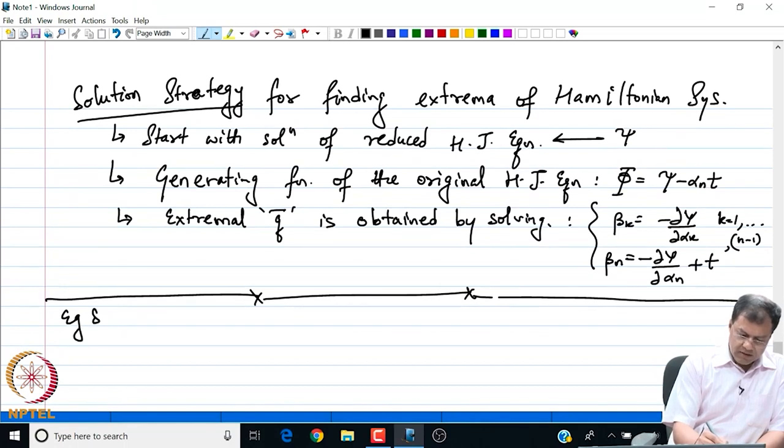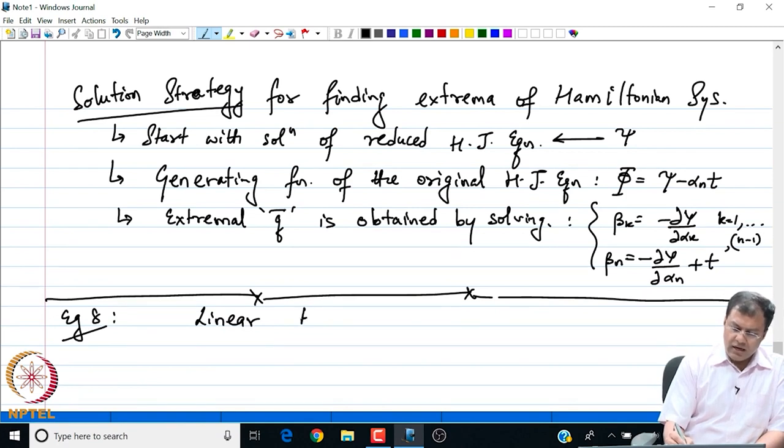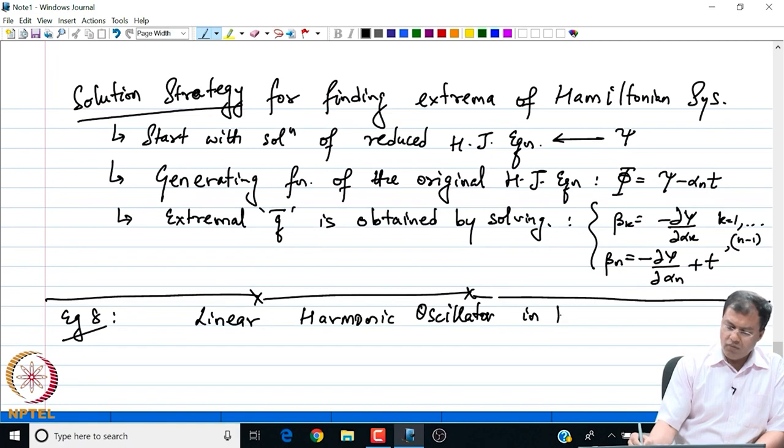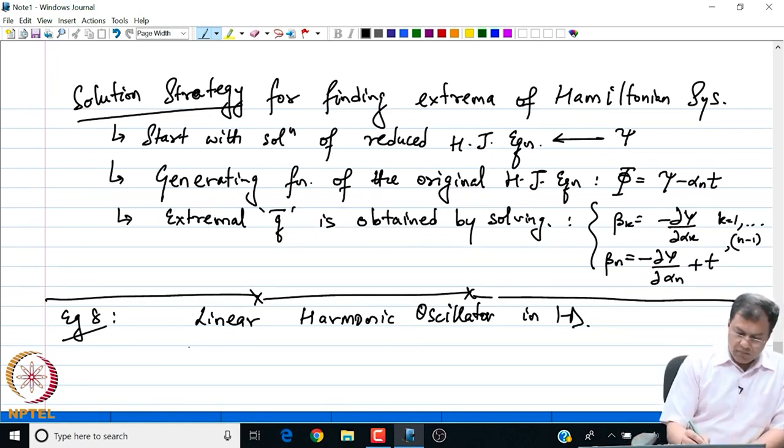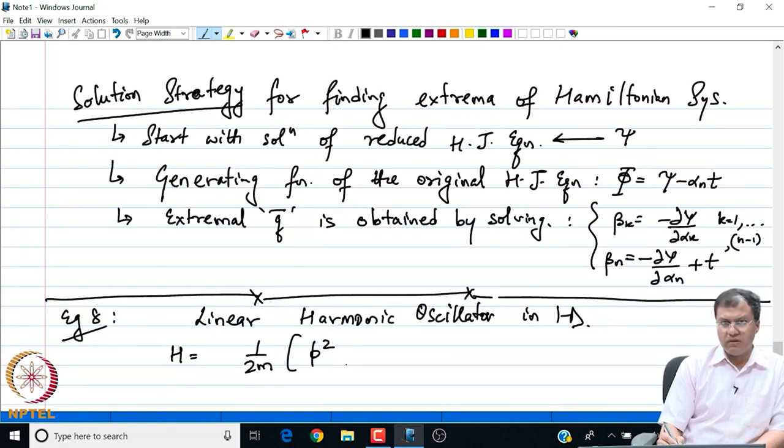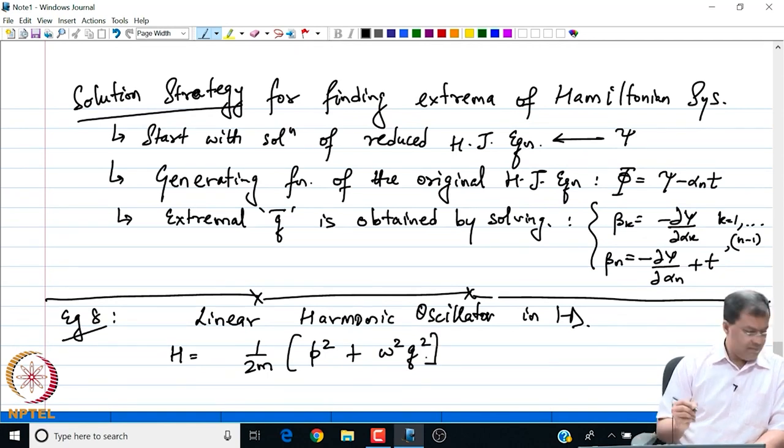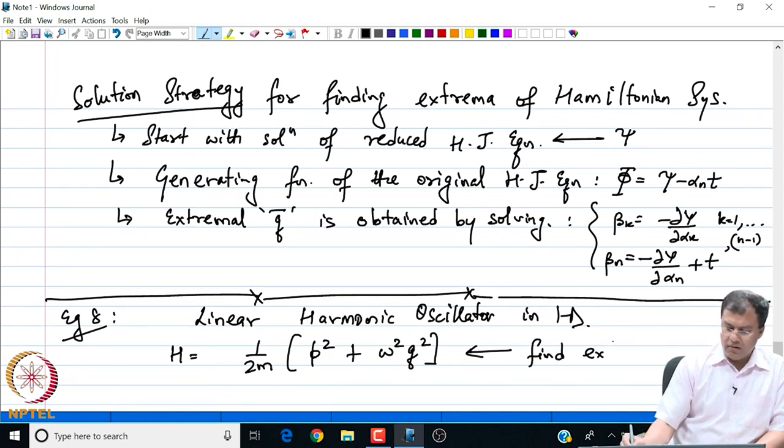So the example I have, example number 8, is that of the linear harmonic oscillator problem in 1D, one dimension. The Hamiltonian given in this problem is the following. I straight away state the Hamiltonian, which I stated in the beginning of this lecture: p square plus omega square q square, and we need to find the extremal, right? Okay.